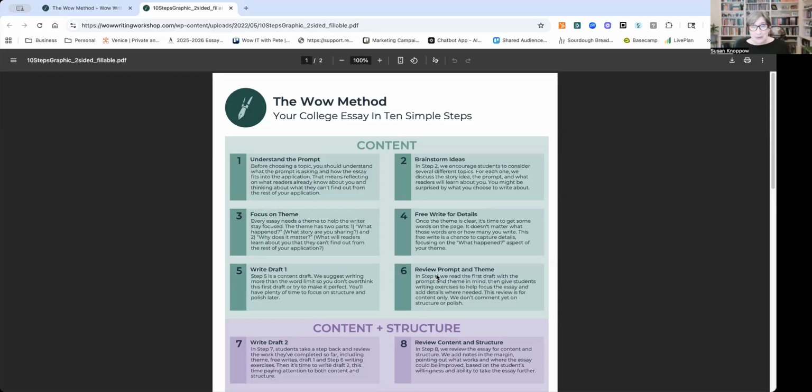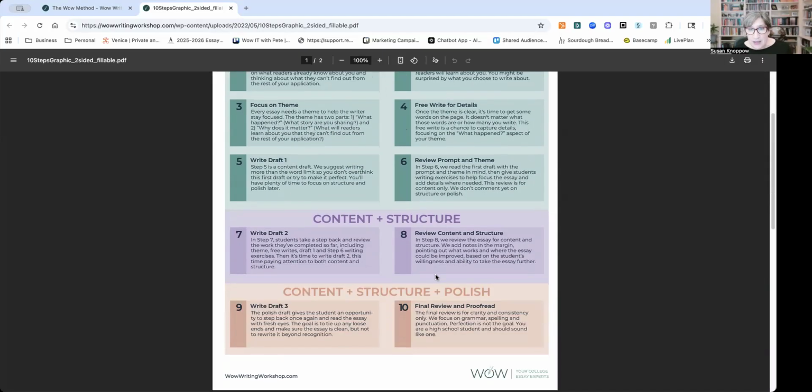So, a content review is just for content. Content only. I'm not concerned about word choice. I'm not concerned about where the paragraphs are. I'm not concerned about their first line. A structure review includes a little bit more on content, but really is about how do you move through the essay.